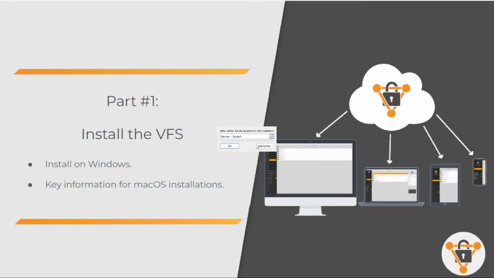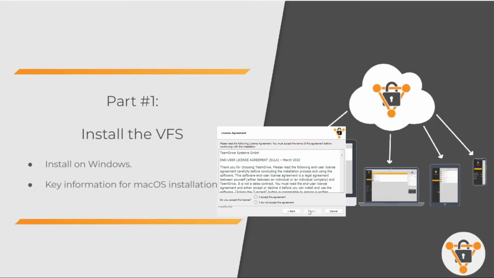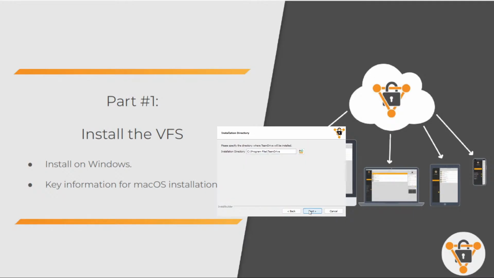However, we would like to install TeamDrive in English, so we go to the language selector here and we select English. Click OK, and then the installation wizard opens. So we click Next because I would like to install TeamDrive. I agree to the license agreement, and I would like to install TeamDrive in the default location. So I click Next, and here is where things get critical.